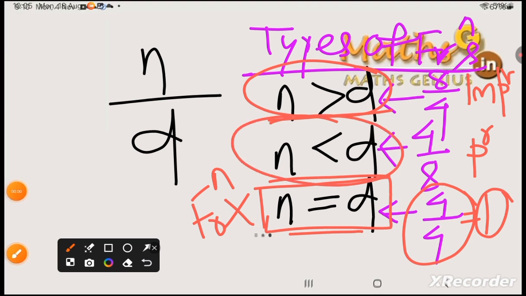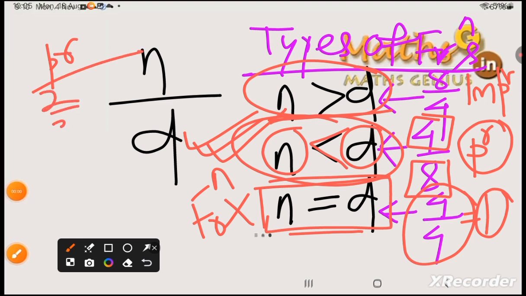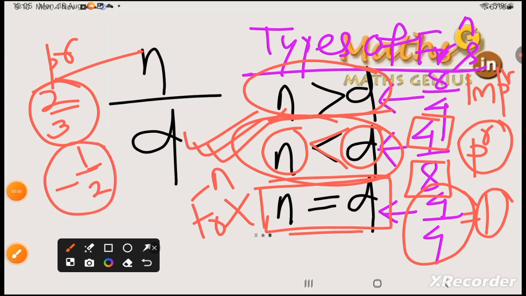And whenever we talk about a fraction, we mean the proper fraction, where the numerator is lesser than the denominator. For example, numerator 4 is lesser than denominator 8. Another example of a proper fraction, 2 by 3. Another example, minus 1 by 2. Another example, 3 by 9.